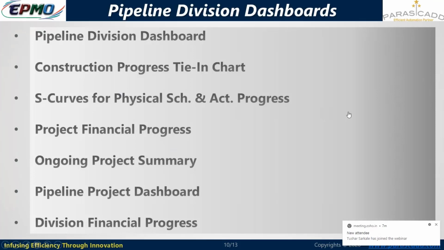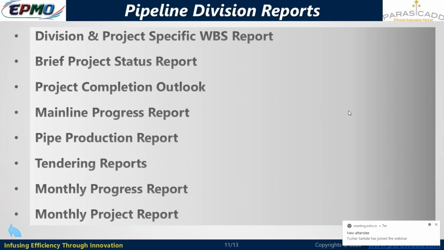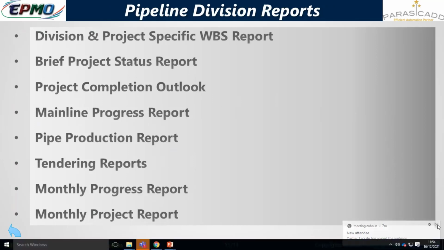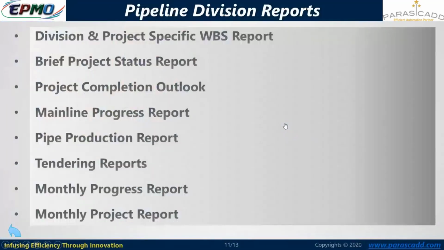So these are the few key deliverables that I have shown through the dashboard format. Next deliverables are the reports. For an example, let me show you these reports. There are division and project specific reports available: brief project status reports, project completion outlook report. On a monthly basis, this completion outlook will be monitored. Construction progress report, pipe production report, tendering reports, monthly progress reports.